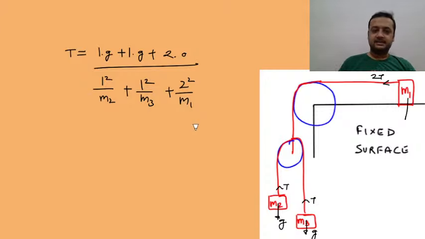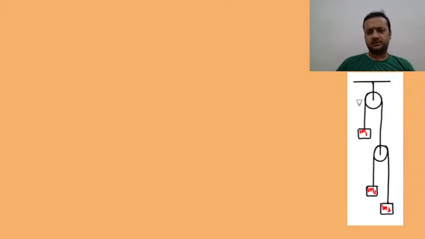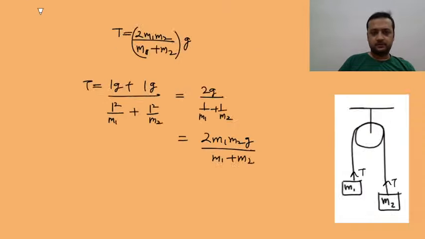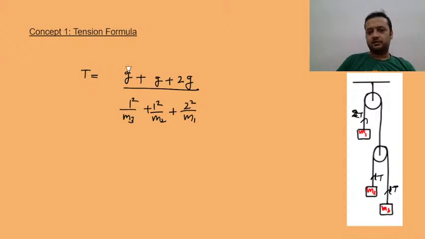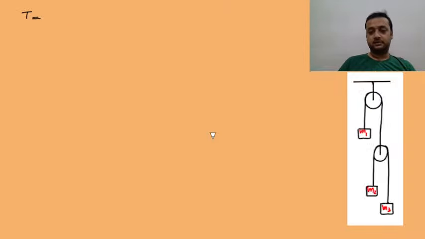So let's quickly see. I've taken the first question. If you see, this was the first question that I did using the tension formula. And what result did I get? If you just want to go back and check, this was the value of the tension that I wrote. G plus G, that means it was effectively 4G divided by 1 by m3 plus 1 by m2 plus 4 by m1. This is what I had written. Now let's go to the proof of it.